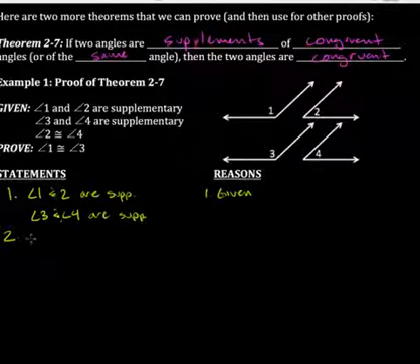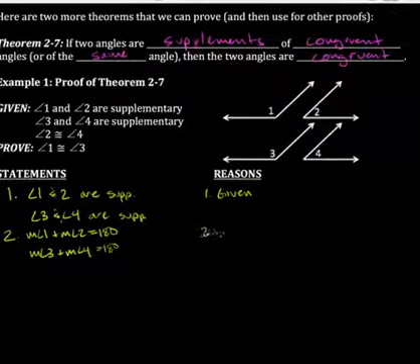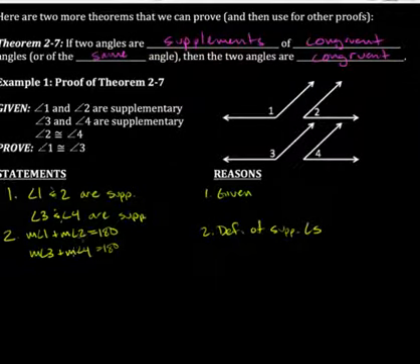Well, it means that if I add the measure of angle 1 plus the measure of angle 2, I get 180. And if I add the measure of angle 3 plus the measure of angle 4, I get 180. And how do I know that that's true? Because that's what it means if two angles are supplementary. And so we would say that that is by the definition of supplementary angles, right? We knew that these angles add up to 180 because we knew what this word supplementary meant.